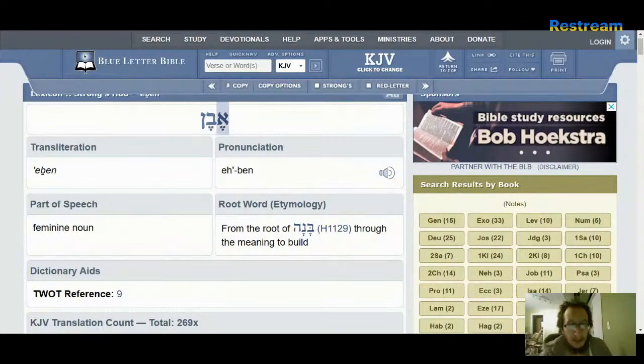So this root word is ben, and Aleph is a prefix. So the way Hebrew works, by the way, is it does things similar to the way it works in English, where in English we might have something like, let me give you some examples.